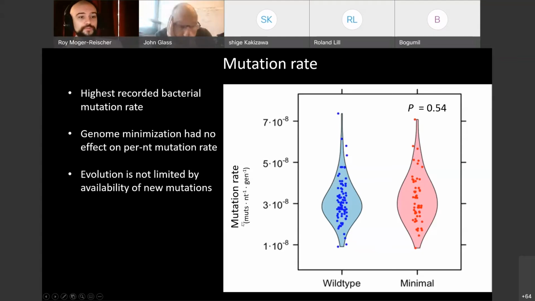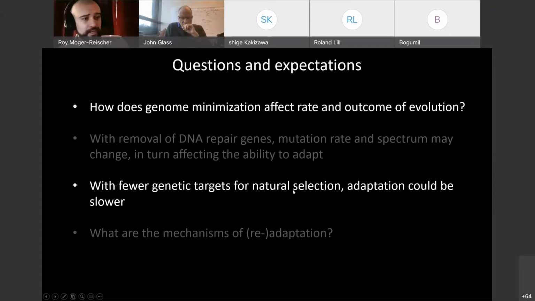The other really important finding here is that mutation rate was not altered by genome minimization. So the minimal cell did not have a higher or lower mutation rate than the non-minimal, which is interesting on its own, but also suggests that when we proceeded to look at a natural selection context, any differences we observed in the way that the minimal cell evolves would be attributed to differences in natural selection per se and the way it acts upon an extremely streamlined genome. So that's what we looked at next.